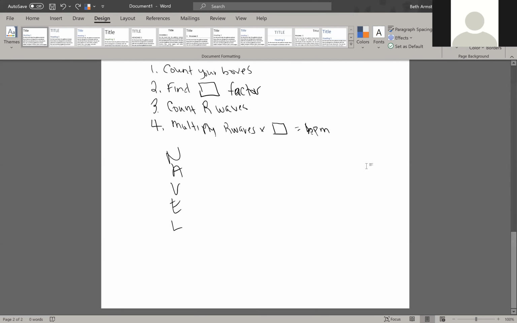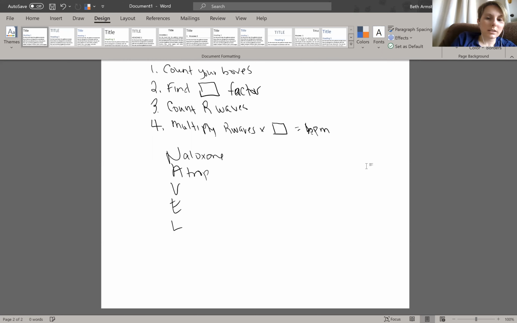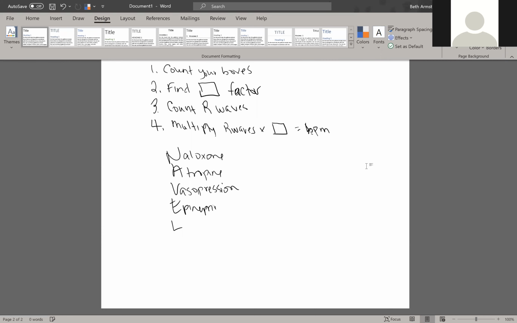So N is naloxone, A is atropine. Good. What did you say for V? Vasopressin. Good. What is that one? Never heard that one. So you asked what vasopressin is. I think of vasoconstriction or vasodilation.